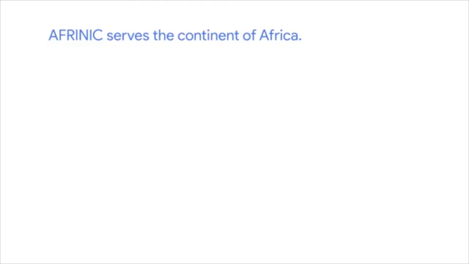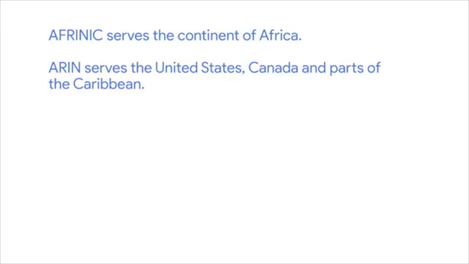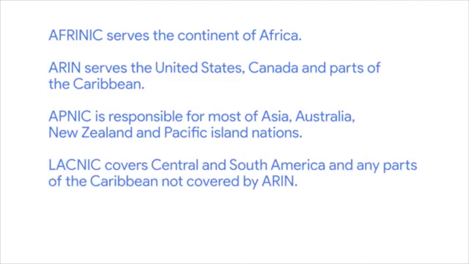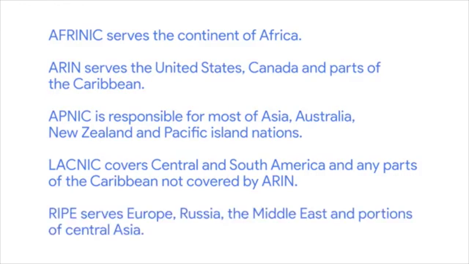or RIRs. The 5 RIRs are AFRINIC, which serves the continent of Africa, ARIN, which serves the United States, Canada, and parts of the Caribbean, APNIC, which is responsible for most of Asia, Australia, New Zealand, and Pacific Island nations, LACNIC, which covers Central and South America and any parts of the Caribbean not covered by ARIN, and finally, RIPE, which serves Europe, Russia, and the Middle East and portions of Central Asia.